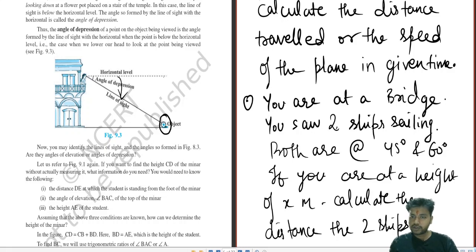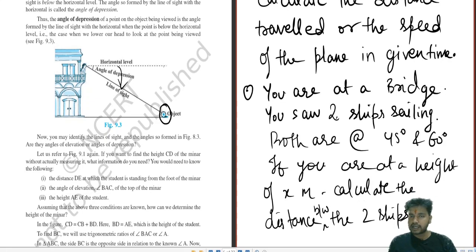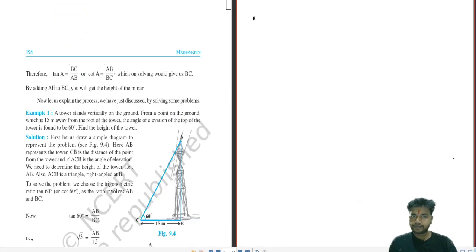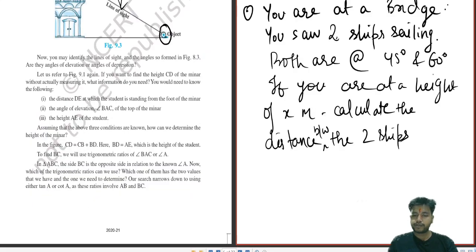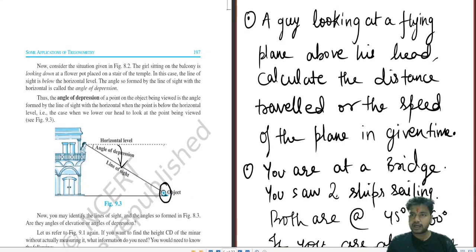This type of question, distance between the two ships. Okay, now what other types of questions can arrive over here? If you look into it very carefully, you can take the example of a bird or a plane. You can take the example of a guy looking at a flying plane or bird also.